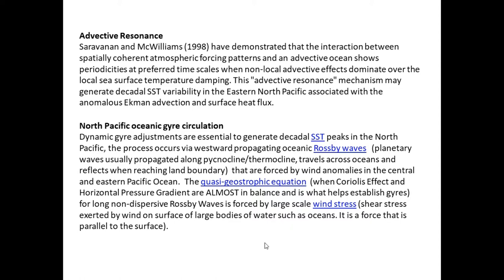The reverse is true. If you have water that's higher in the surrounding region and lower in the middle, then water is going to flow inwards, be deflected to the right, northern hemisphere. And so as it's flowing inwards, deflecting to the right, it sets up a what?